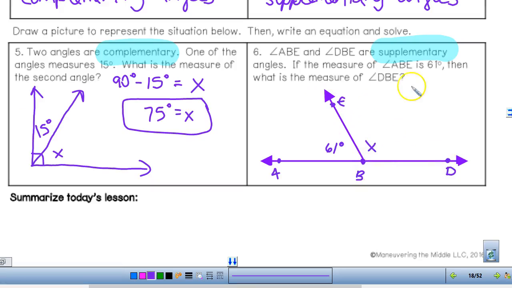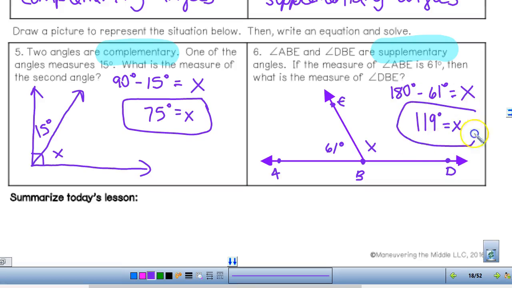For my equation, I'm going to start with 180 degrees. I'm going to subtract the 61 degrees that I already know, and that will tell me what's left over for my remaining angle X. So if I do 180 minus 60, I get 120. Take away one more is 119 degrees for X.